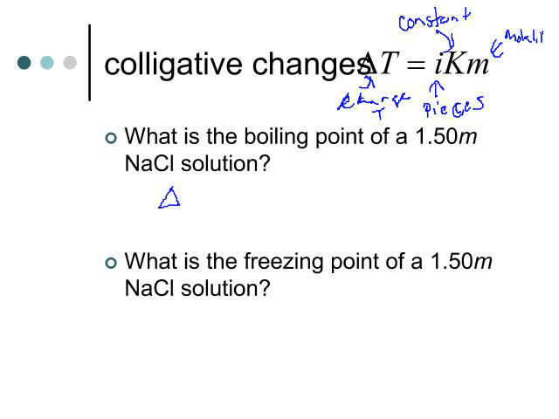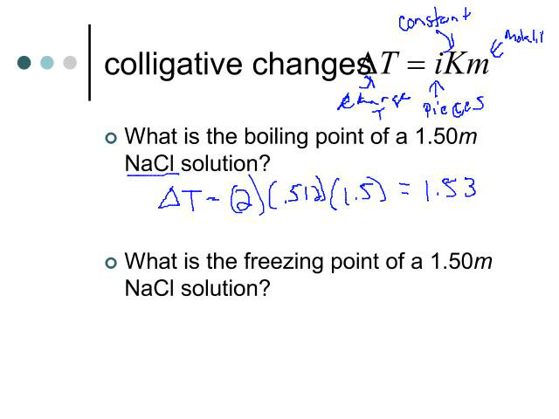So we're going to look at our delta T equals i times K times m. We have sodium chloride, that's 2 pieces, an Na and a Cl. The boiling point for water, if we don't tell you it's anything else, then we're talking about water. The K value is 0.512 from the table provided, and our molality is 1.5. That equals 1.536. That's your change in temperature.